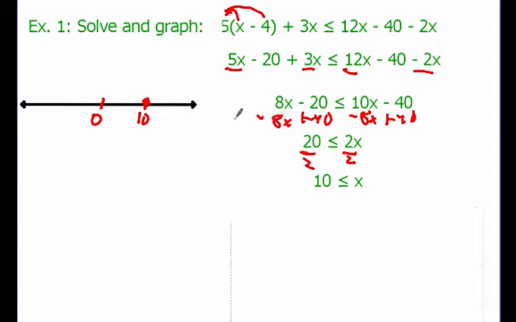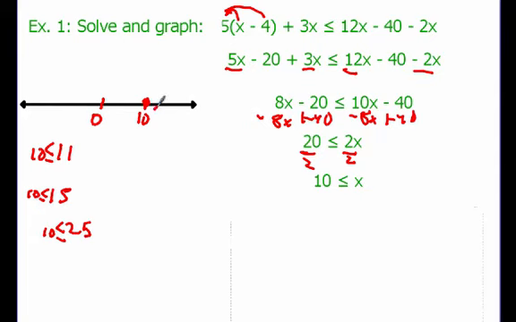Now I want to list some numbers that are solutions to this inequality. So 10 is less than or equal to x. So what sort of numbers could I put in for x? Well, I could put in 11 because 11 is bigger than 10. I could put in 15 because 15 is bigger than 10. I could put in 25 because 25 is bigger than 10. So all of those numbers fit into the solution for this inequality.